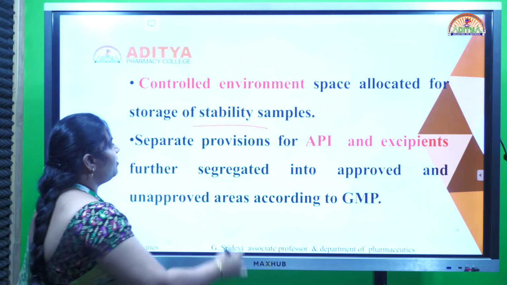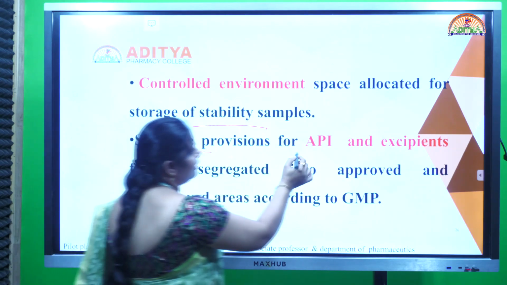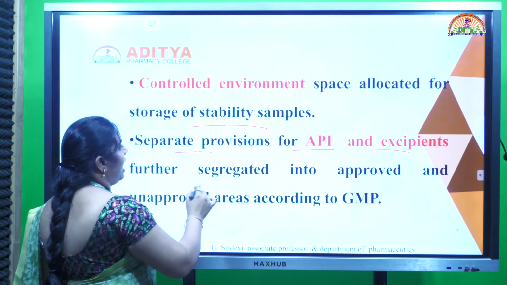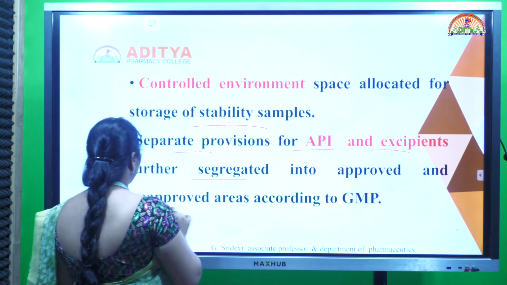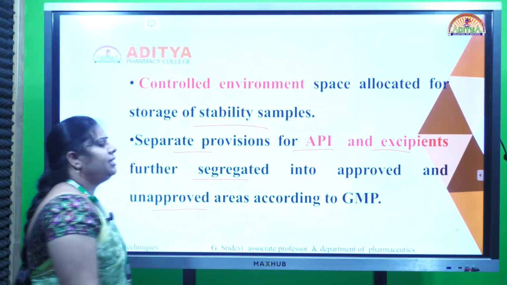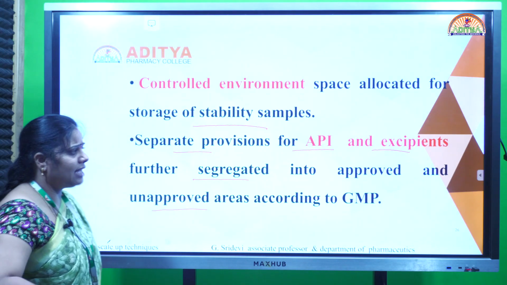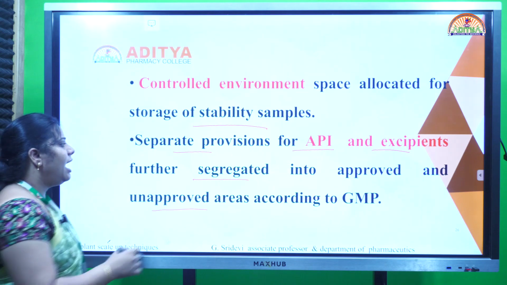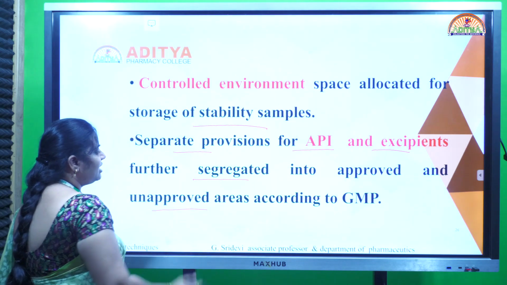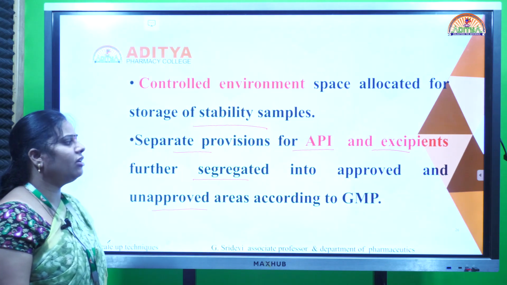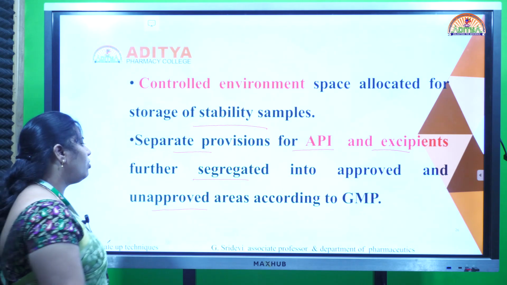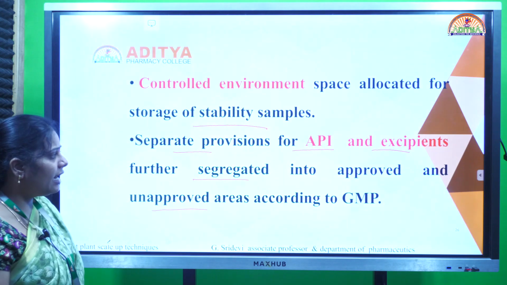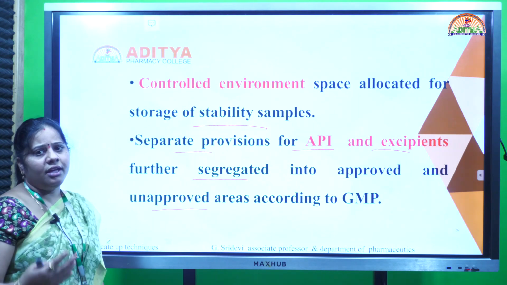Next one, separate provisions for the API means a separate storage area should be there for the API and for the excipients, segregated into approved and unapproved areas. Whatever samples are of good quality are sent to the approved area, and the samples which are not tested and not of good quality are sent to the unapproved areas. In that way they are segregated according to the category of the ingredients.